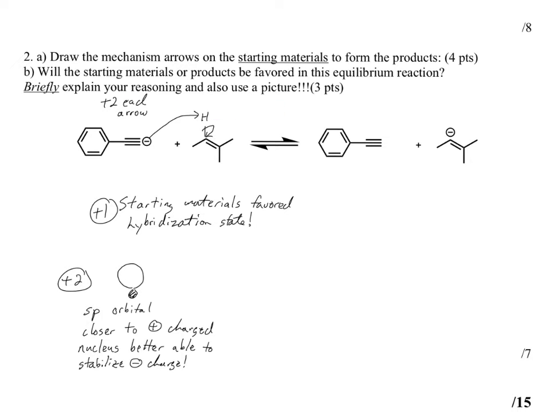And then use a picture. So again, asking you to use a picture. So what's the difference here? sp hybridized, sp2. So this was an sp orbital. So starting materials are favored. That was worth 1 point because of hybridization state.